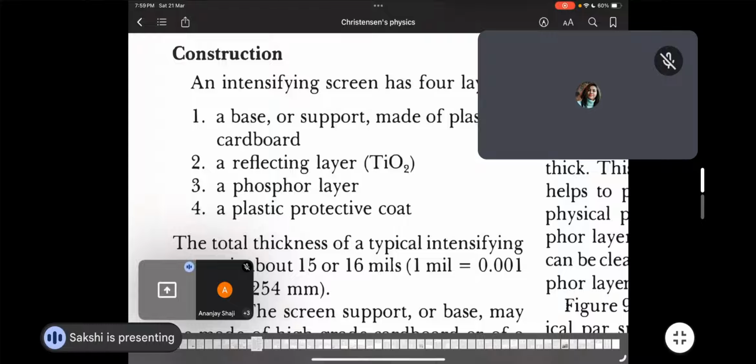Can I take the class at 11 p.m. also? Is it okay for you? 11 to 12? Okay. Harsha, for you? Yes, ma'am. Okay.